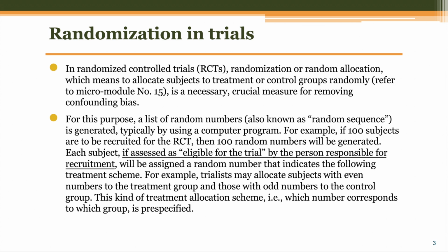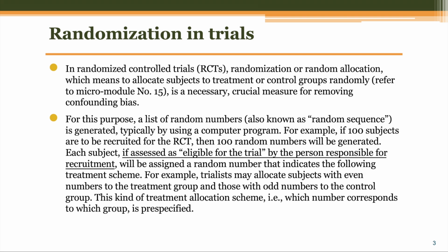For this purpose, researchers typically generate a list of random numbers, also known as random sequence, using a computer program. For example, if 100 subjects are to be recruited for the RCT, then 100 random numbers will be generated. Each subject, if assessed as eligible for the trial by the recruiter, will be assigned a random number that indicates the following treatment scheme. For example, trialists may allocate subjects with even numbers to the treatment group and those with odd numbers to the control group. This kind of treatment allocation scheme, that is, which number corresponds to which group, is pre-specified.